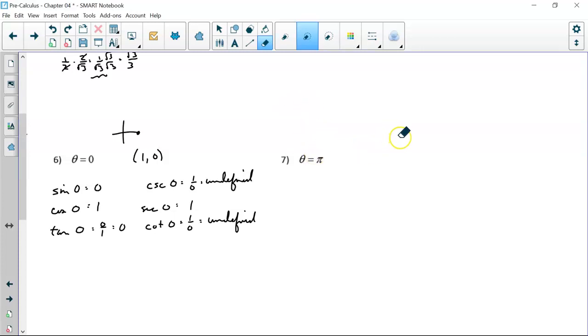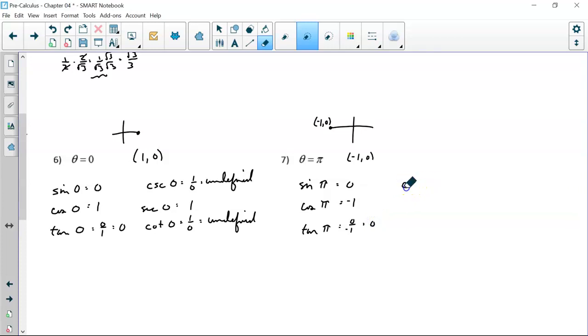When theta equals pi, think about that unit circle. Pi is back here at negative 1, 0. There's our coordinates. So the sine of pi is the y-coordinate, 0. The cosine of pi is the x-coordinate, it's negative 1. And the tangent of pi is going to be y divided by x. So 0 divided by negative 1 is 0.